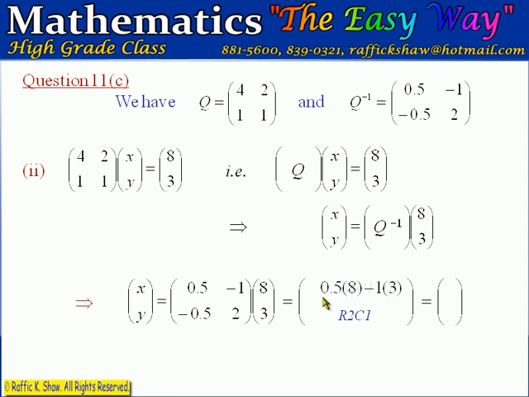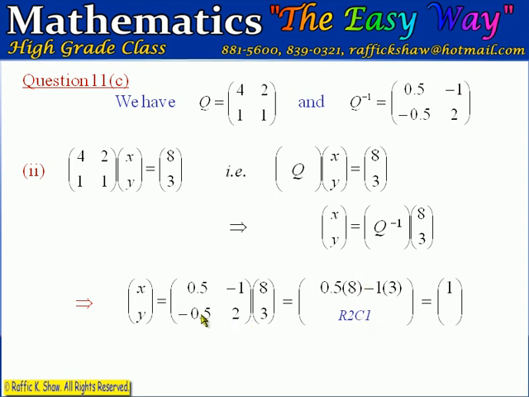So let's show that calculation. That's it. 0.5 multiplied by 8, and then negative 1 multiplied by 3. And the result of this is 4 minus 3. So the result here is 1. So that element is 1. X is therefore 1.